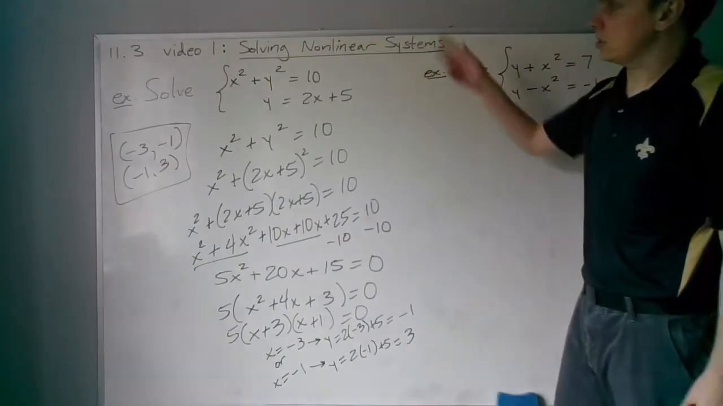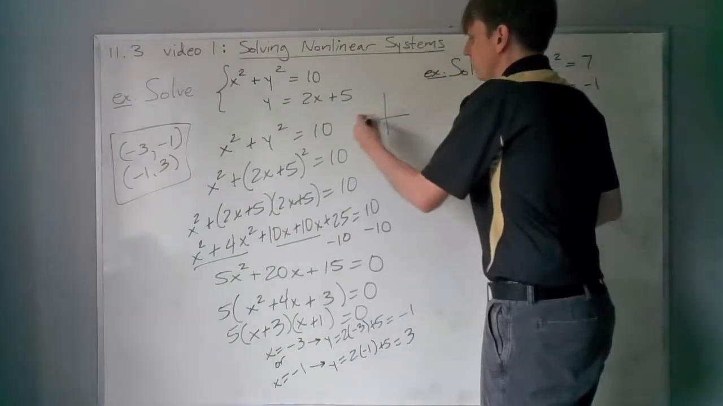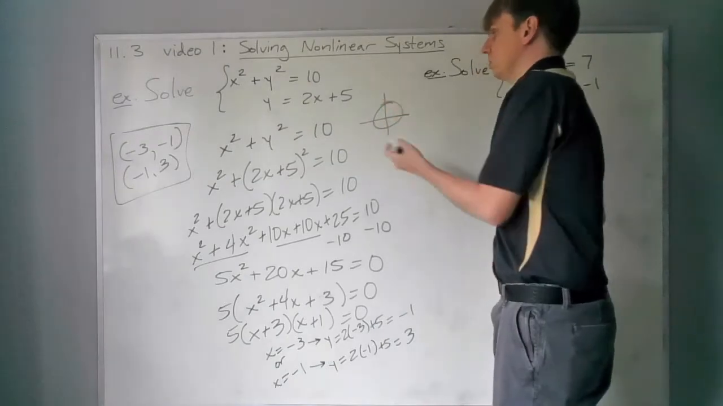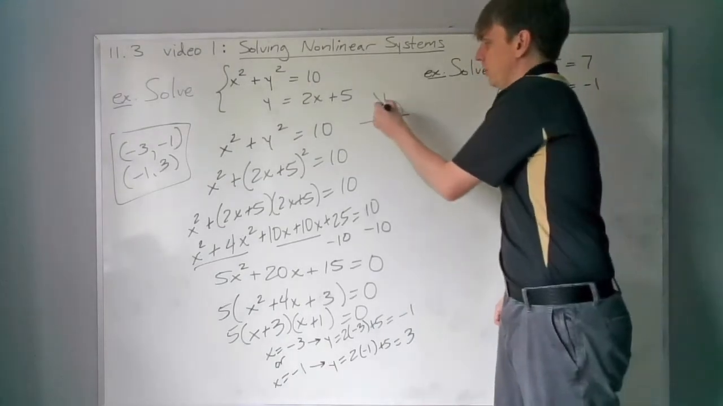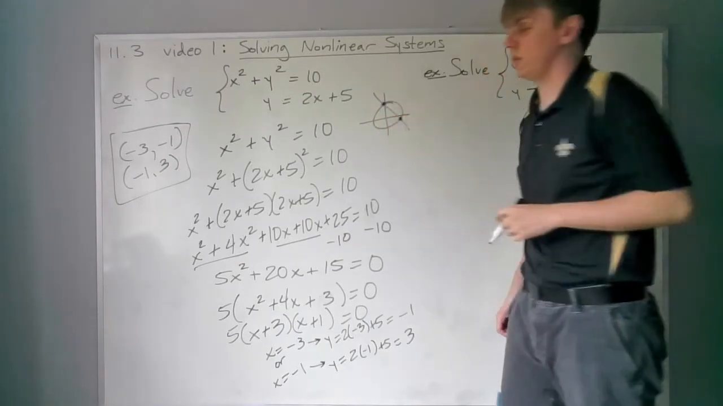If you actually looked at the graph, the reason that we have two solutions is this is actually a circle and a straight line. And a circle and a straight line, it's perhaps not surprising that they might hit each other twice.